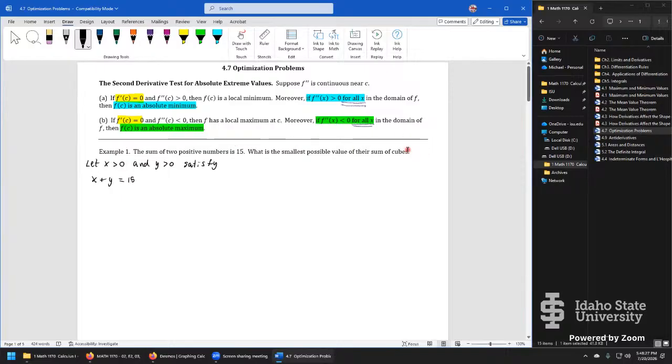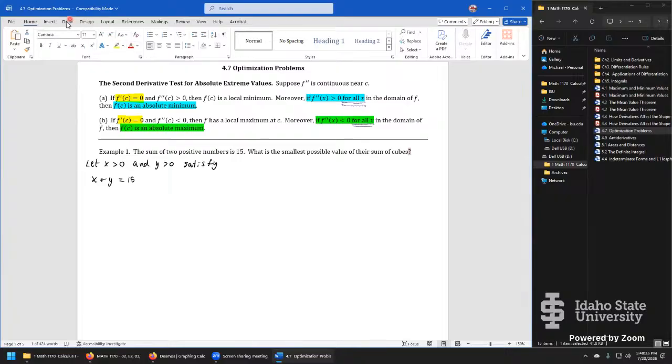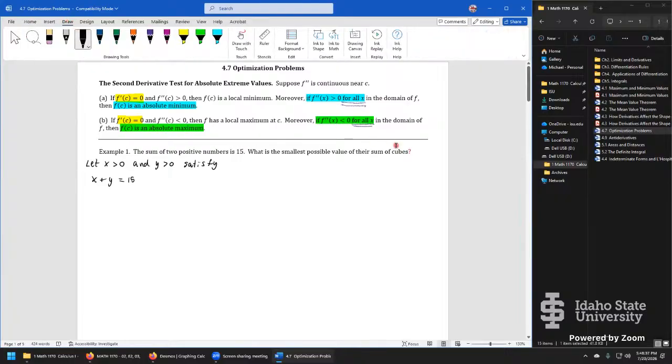This one should have had a question mark. Let's fix this. What is the smallest possible value of their sum of cubes? There's that question mark that just feels a little bit more grammatical. So we want to minimize, if they're asking about the smallest possible value, this function. It's the sum, but of their cubes.